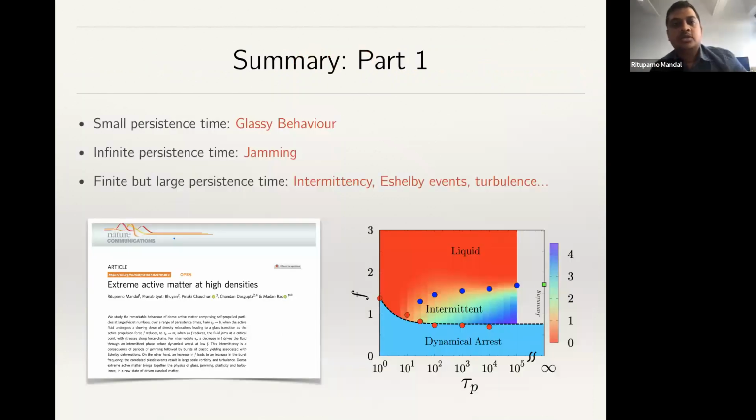Okay. Now, just to summarize this part 1, we have built up this simple model active glassy material, and we see that at very small persistence time limit, we see an interesting slowing down effect as you decrease f, and the system undergoes a glass transition. In the infinite persistence time limit, the system's behavior is affected by the physics of jamming, and in the intermediate but large persistence time limit, we see intermittency and this signature of turbulence and HLB events and many very interesting things. Okay, so are there questions until now?